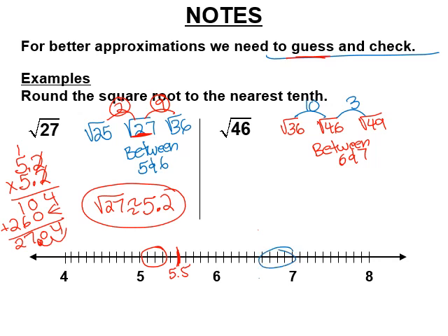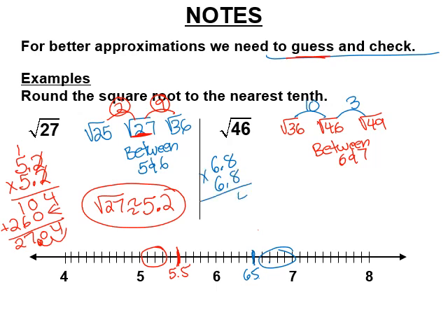But 6.5 would be halfway. So we want to be guessing numbers like 6.6, 6.7, 6.8, or 6.9. I'm going to guess 6.8. If I was doing the square root of 48, I would definitely be guessing 6.9. So let's do 6.8 times 6.8.